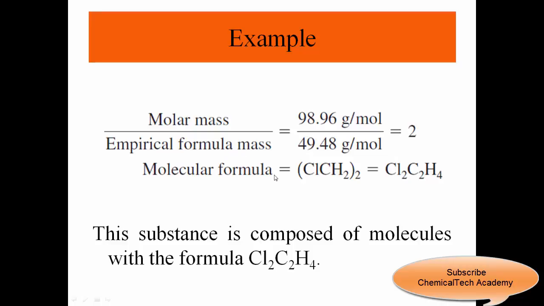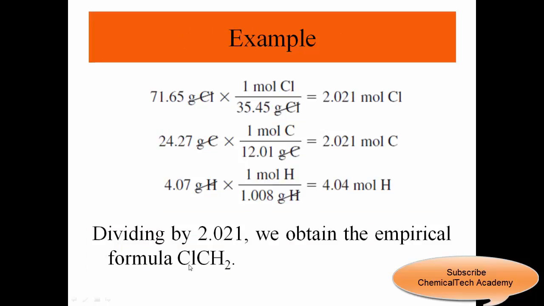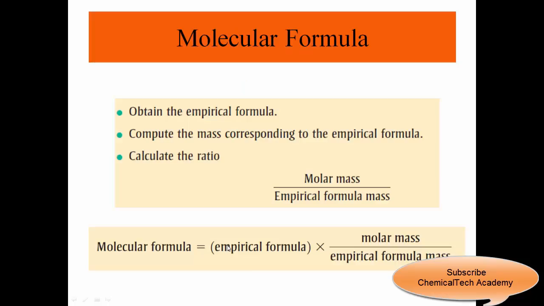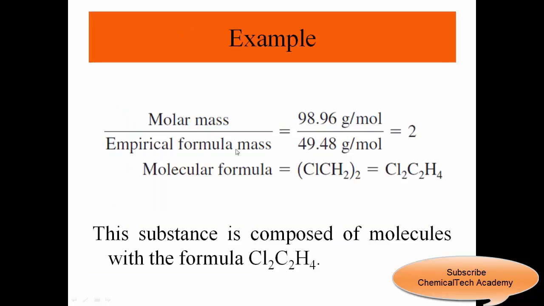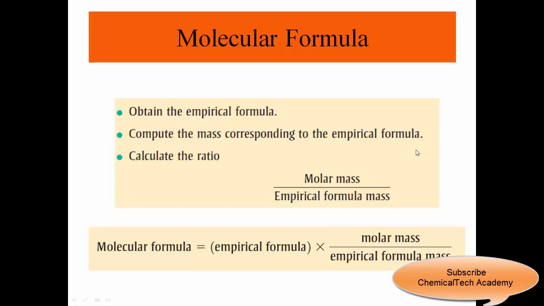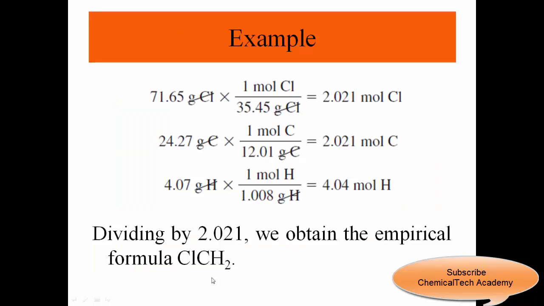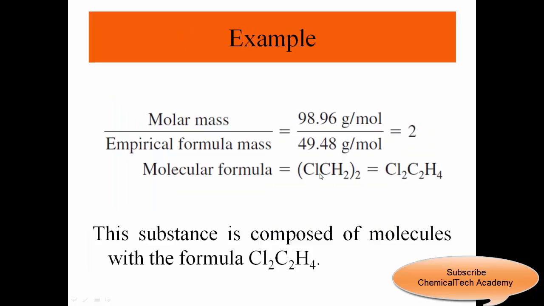So for formula mass, we have ClCH2. Basically 35.45 plus 12.01 plus 2 times 1.008. It's going to give us the empirical formula mass, which is 49.48 grams per mole. And the molar mass is given in the question, which is 98.96. If we divide molar mass by empirical formula mass, we get 2.